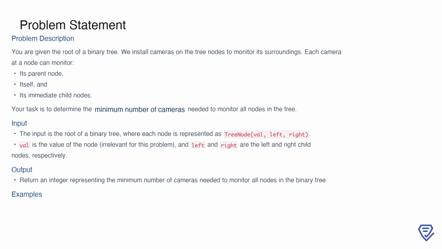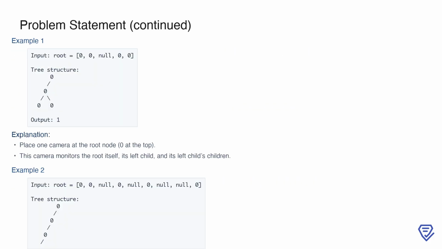The input to the problem is the root of the binary tree, where each node is represented by a TreeNode object. This object contains the value of the node, though its value is irrelevant for solving the problem, and references to its left and right child nodes. Our task is to return an integer that represents the minimum number of cameras needed to ensure the entire tree is covered. To understand the problem more concretely, let's look at our first example.